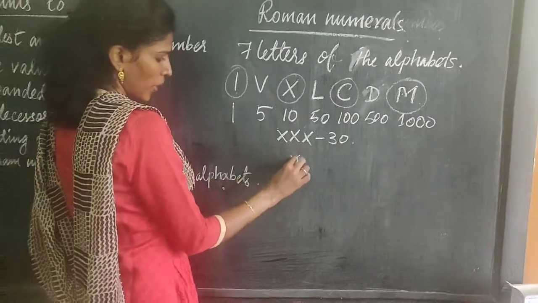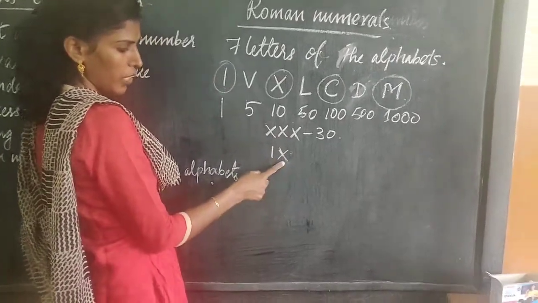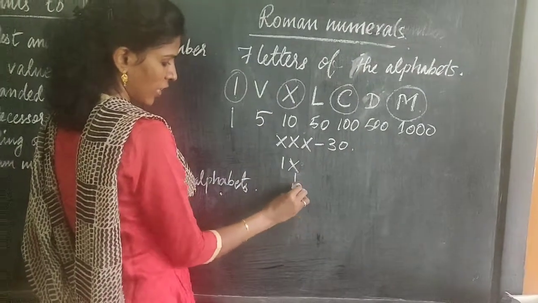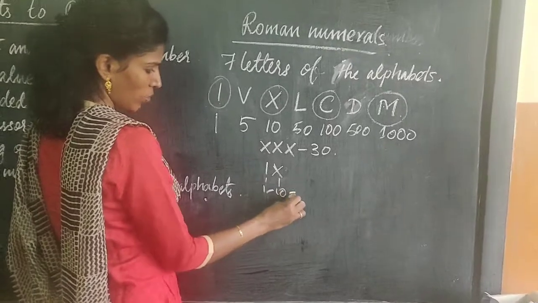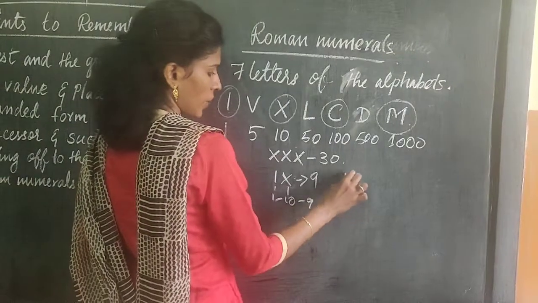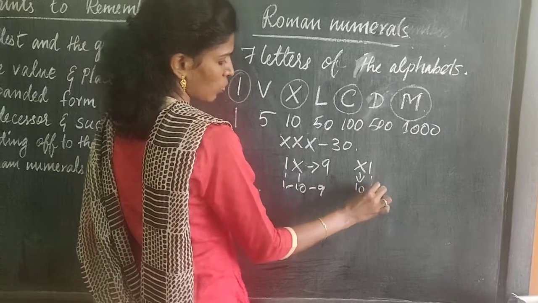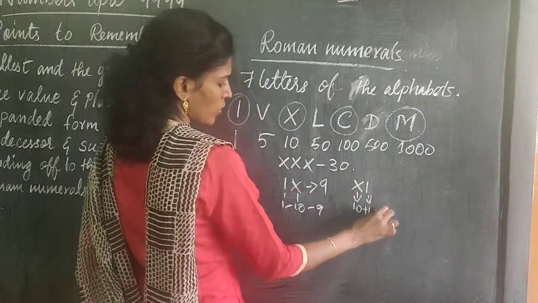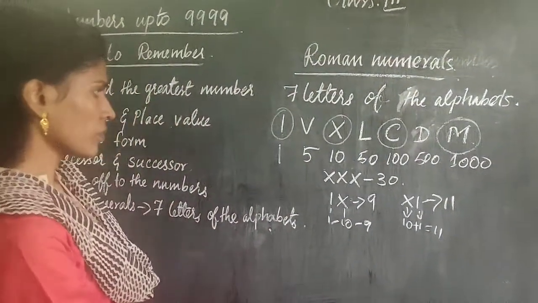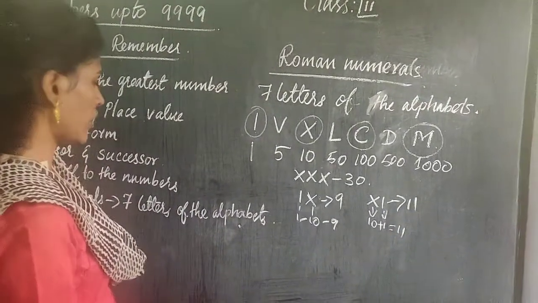Again, if there is a bigger number, and on the left side of the bigger number there is a smaller number, then you will subtract. This is 10 and here it is 1. So 10 minus 1 is 9. So the value of this number is 9. And suppose there is a bigger number and on the right side there is a smaller number, then we add. Here it is 10 and this is 1. So here you have to add. 10 plus 1 is 11. So its value is 11. Remember this way. These are the rules. If you remember, you can easily calculate Roman numerals.